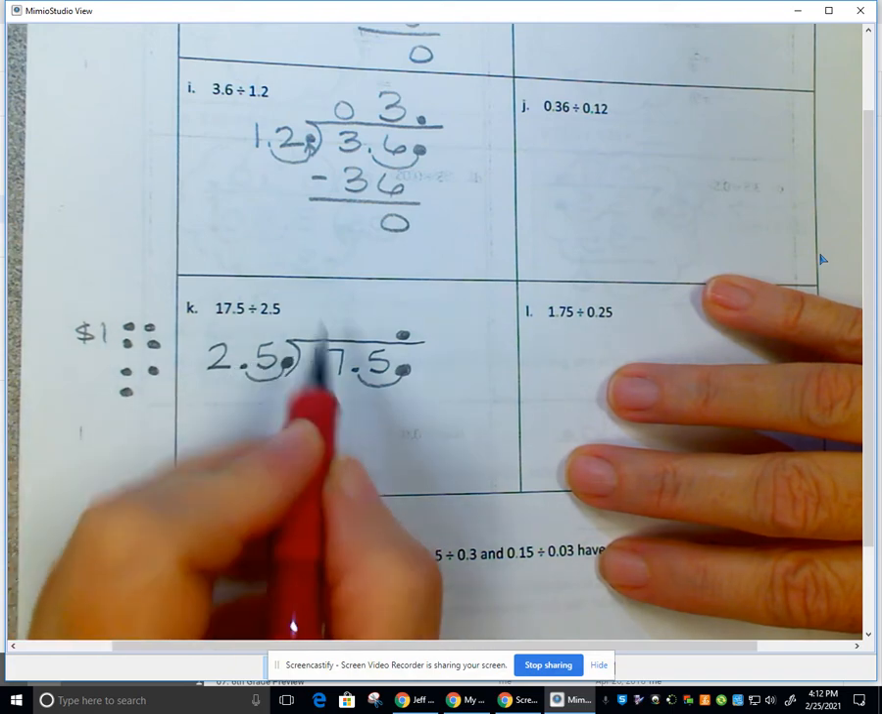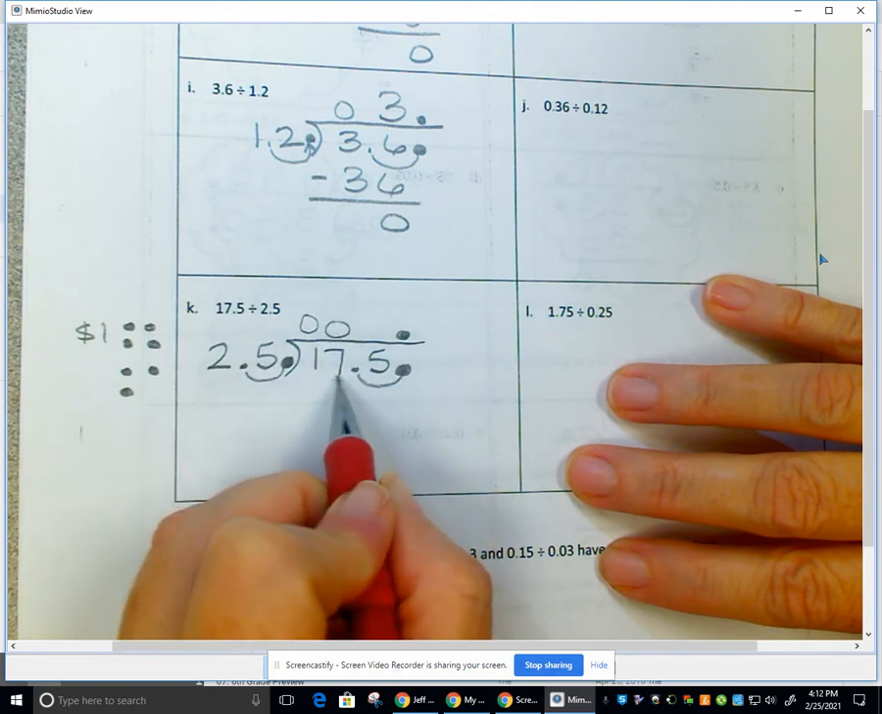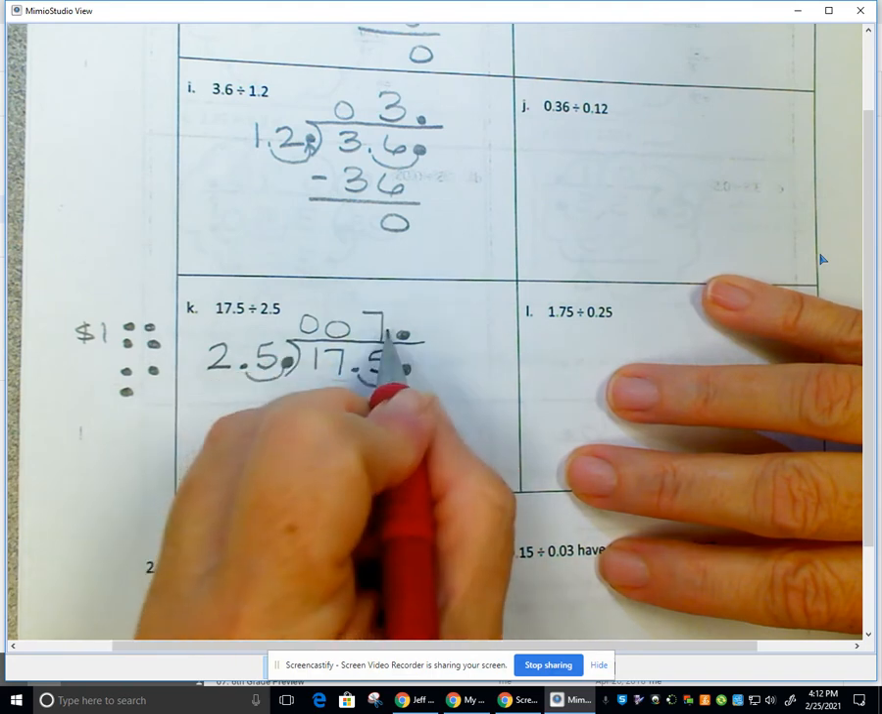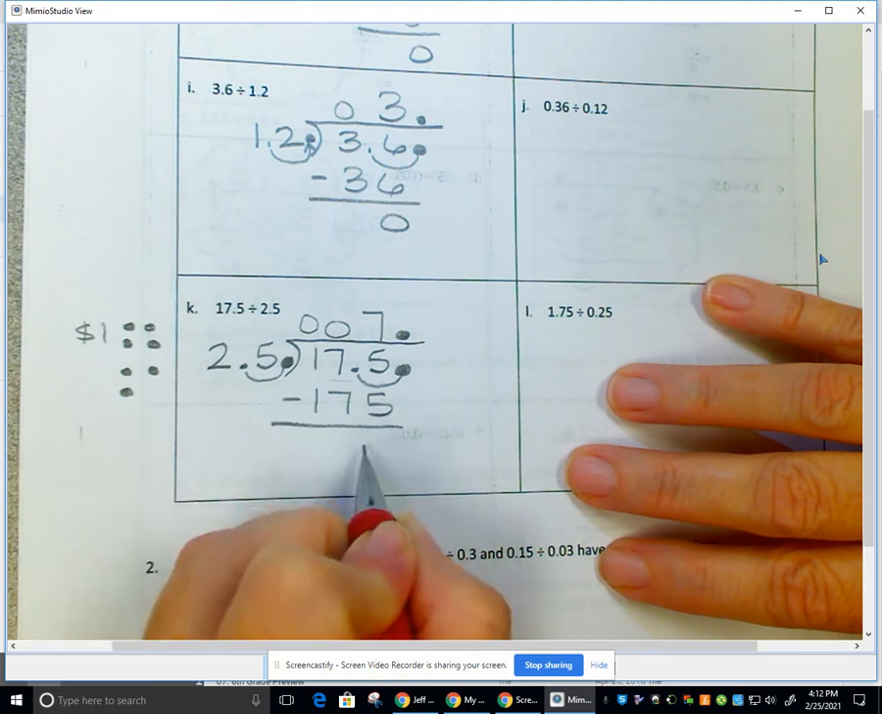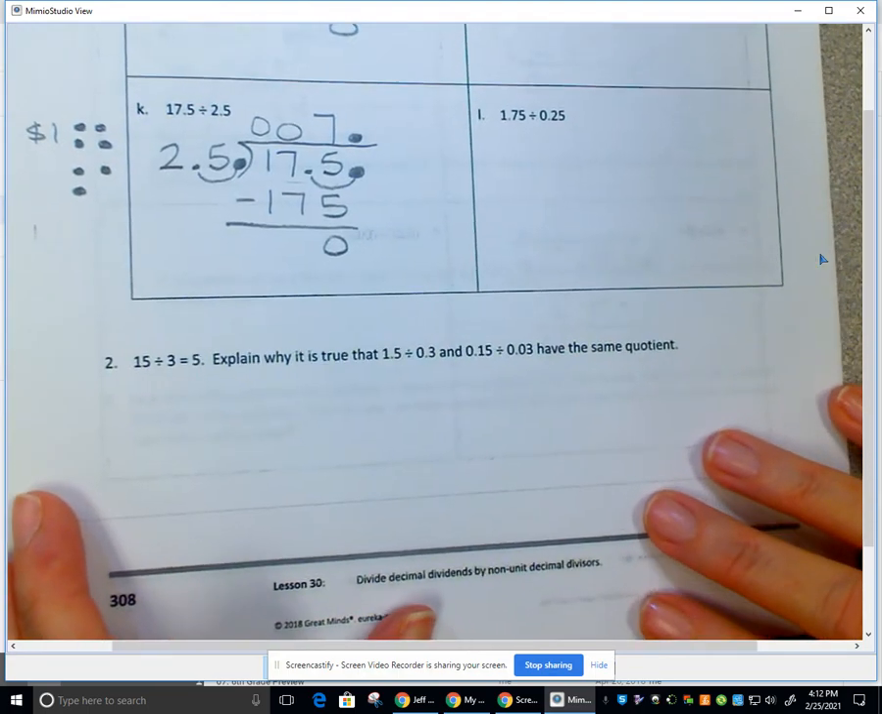So 25 won't go into 1. It won't go into 17, but it will go into 175 7 times. And 7 times 25 is 175. Subtract, 0. All right, let's move on down to number 2.